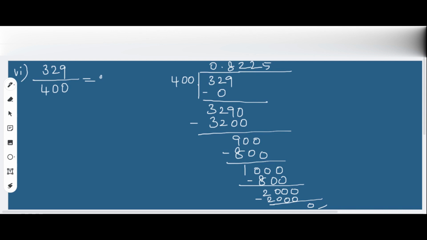You have the quotient 0.8225. The number is not repeating. So your remainder is also getting 0. So the answer for this is terminating decimal. Okay. Thank you, students.